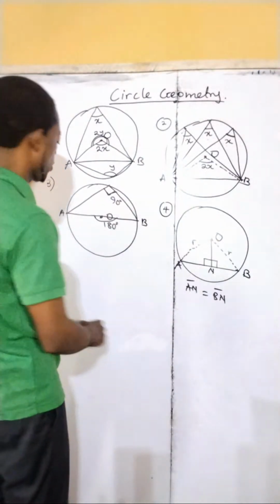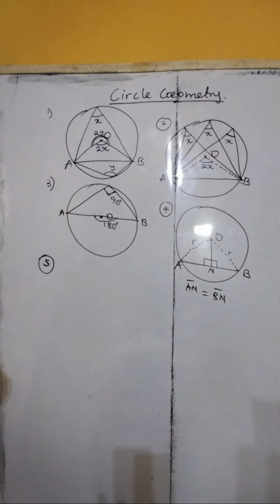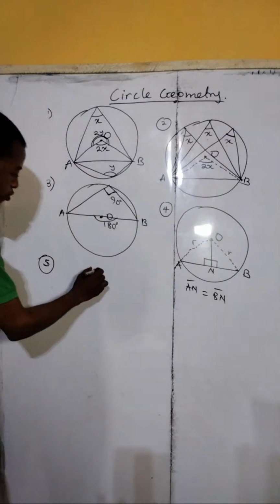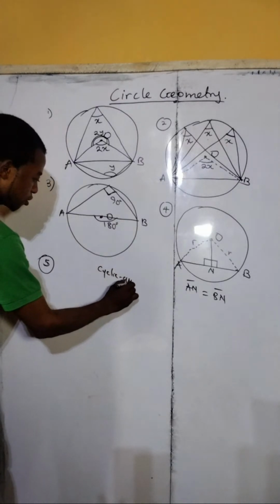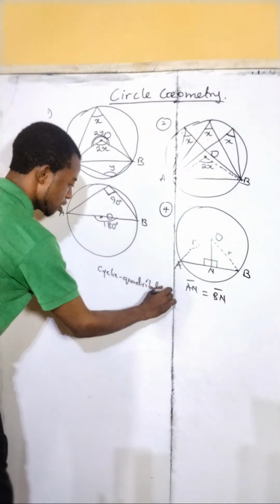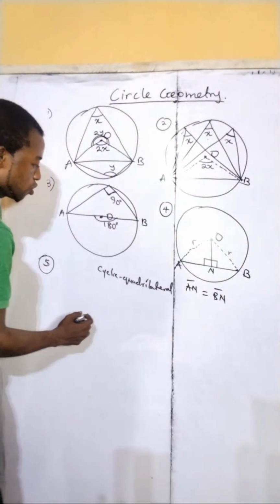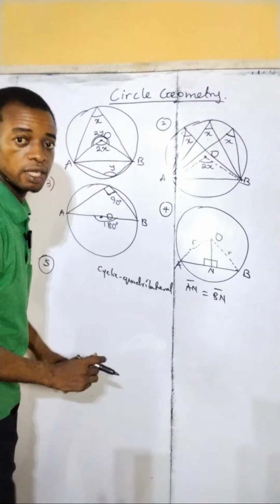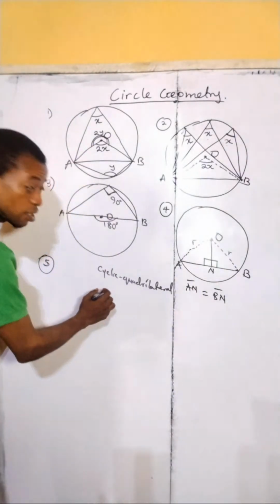So now we have another theorem, number 5, and that has to do with a cyclic quadrilateral. We call something a cyclic quadrilateral when it is a quadrilateral inscribed in a circle. And you know, a quadrilateral has 4 sides. A 4-sided shape that is inscribed in a circle is a cyclic quadrilateral.